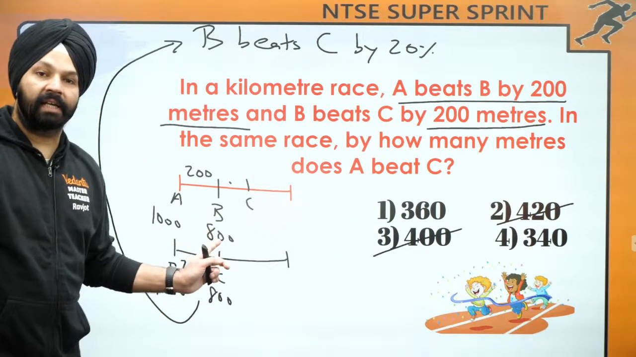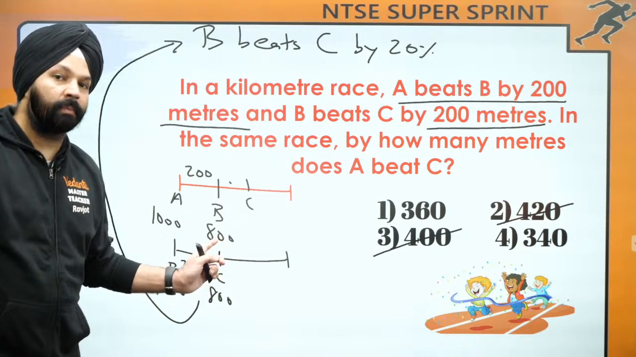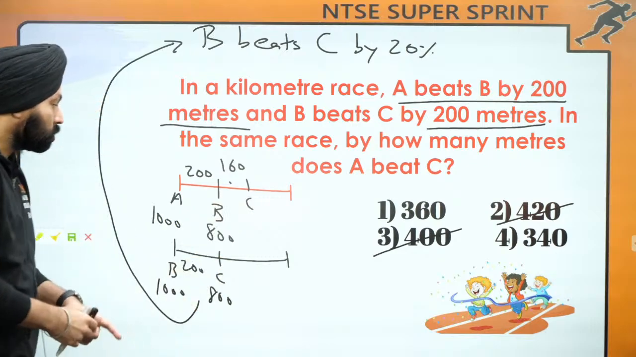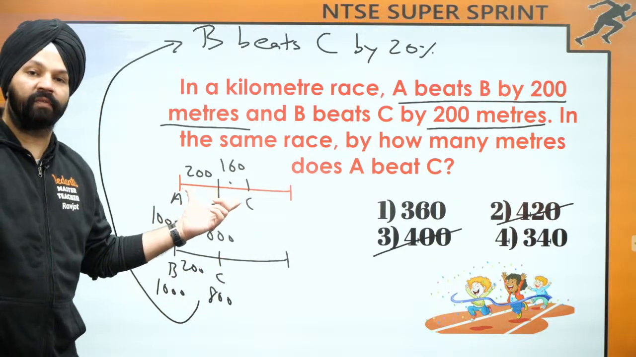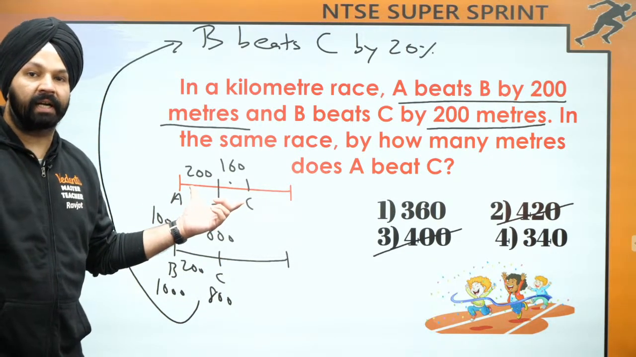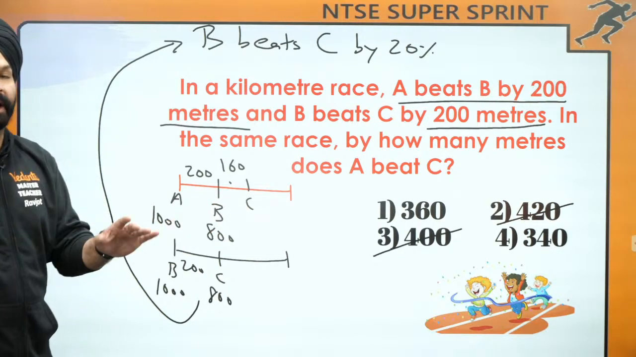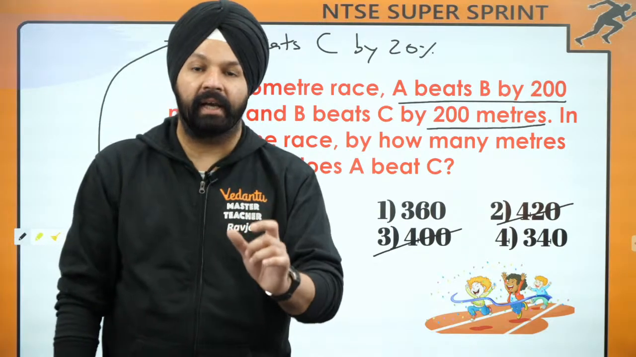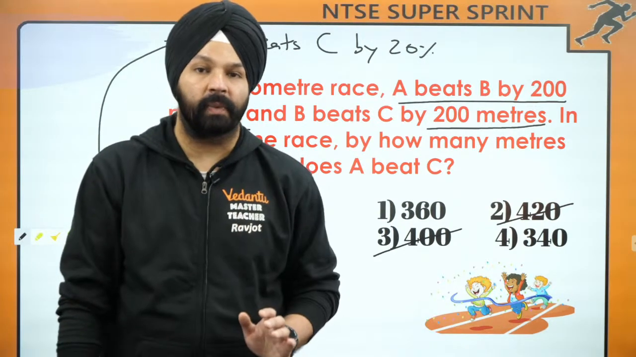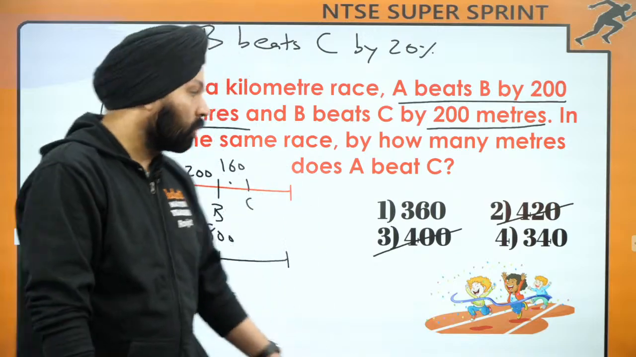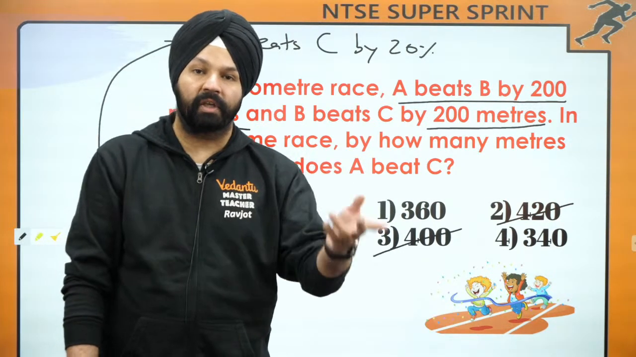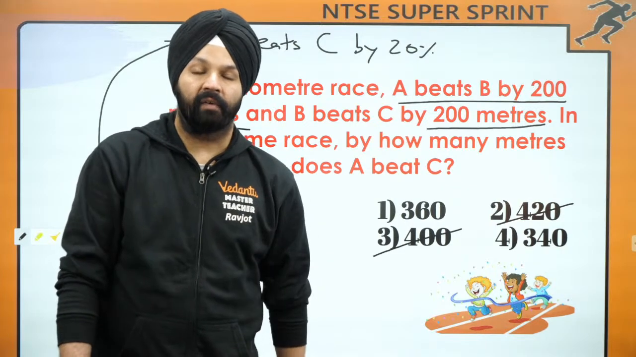So if B is at 800, what is 20% of 800? That is 160. So A will beat C by how much distance? 200 plus 160, that is 360. Simple. हमेशा याद रखिए जो परसेंटेज उनमें चल रहा है वो हमेशा सेम रहेगा irrespective of the race. So even if he changes that kilometer to 2 kilometer, 3 kilometer, 4 kilometer, this percentage funda will work.